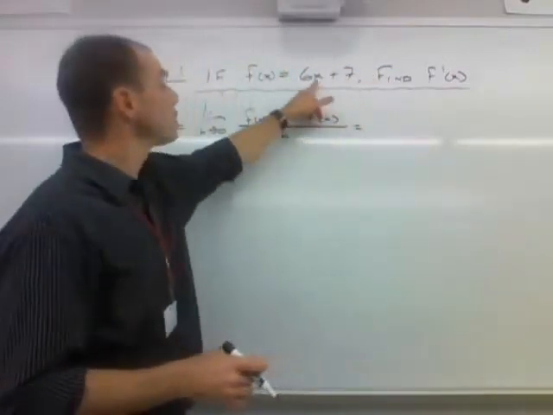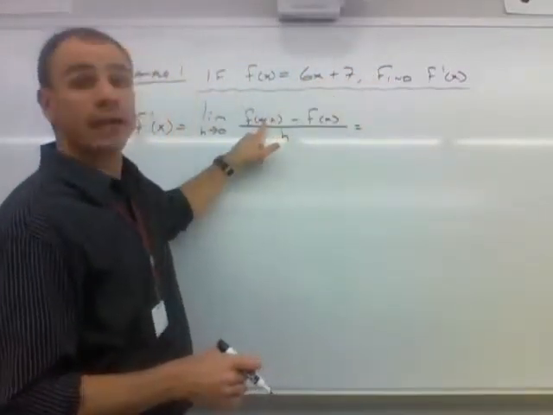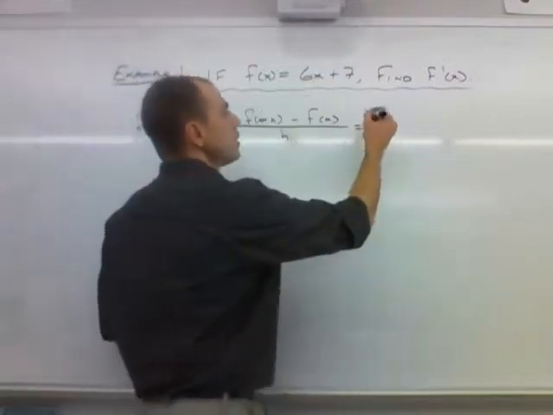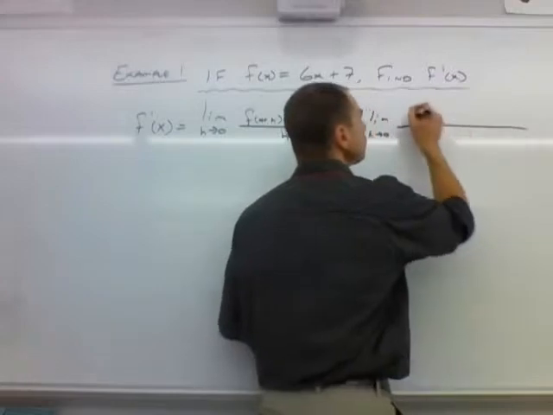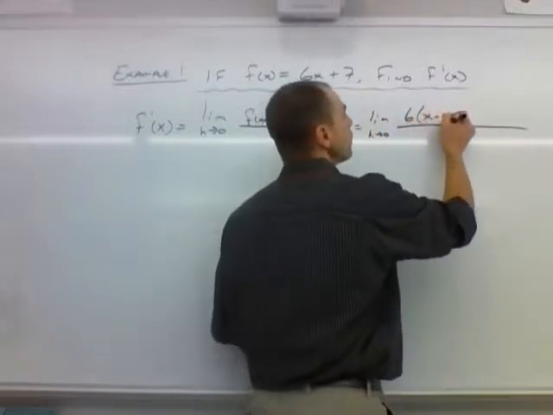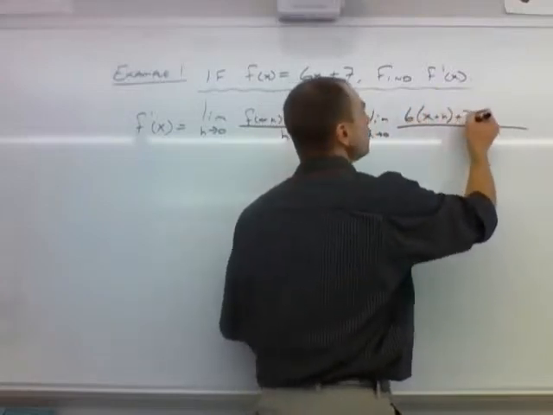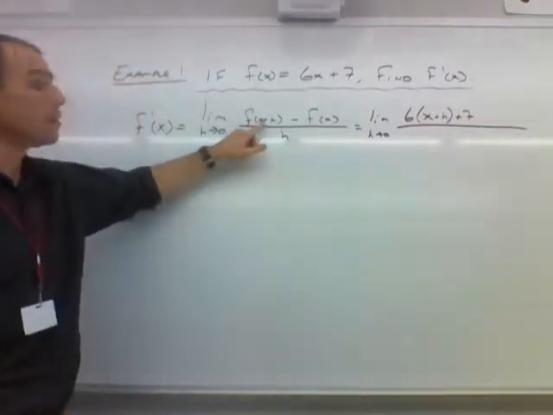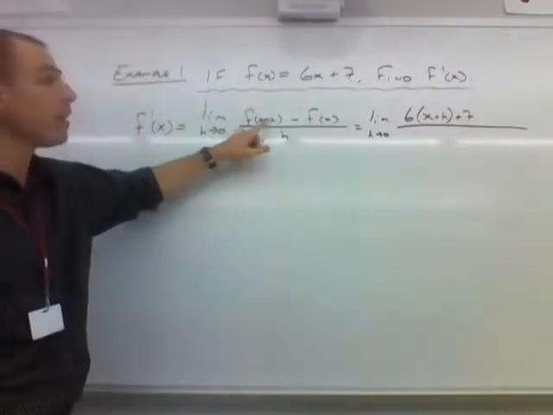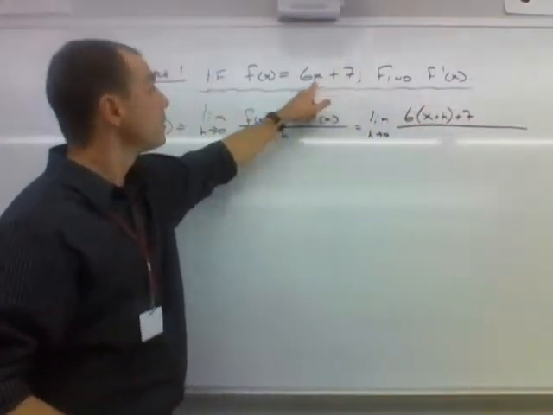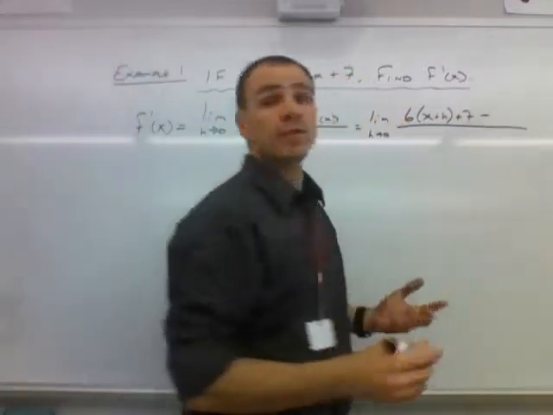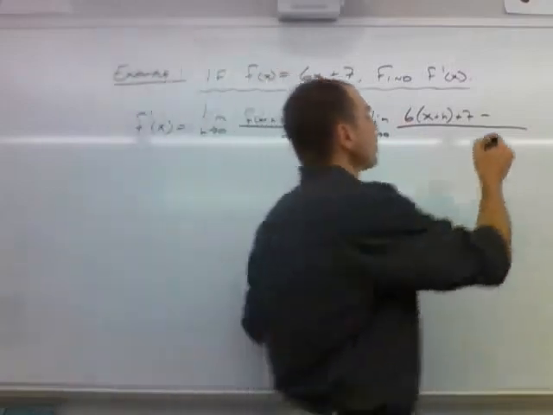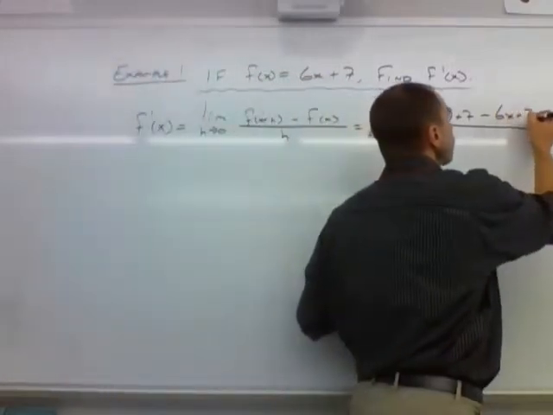Here we go. So here's our function, 6x plus 7. We're going to plug x plus h into that function. So we have the limit as h approaches 0, 6 times x plus h plus 7. Okay, that's my f of x plus h. I've plugged x plus h into the original function. Now I'm going to subtract the original function. The original function is 6x plus 7, so I have 6x plus 7.